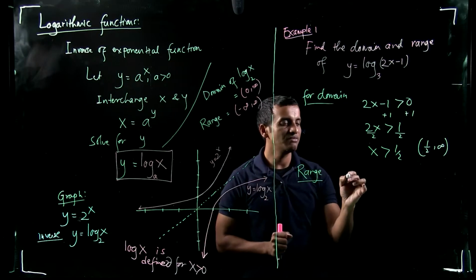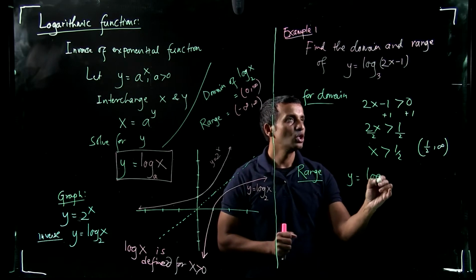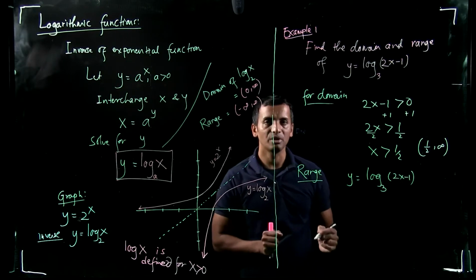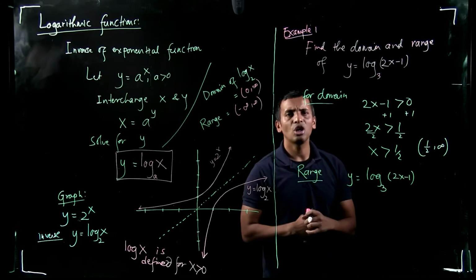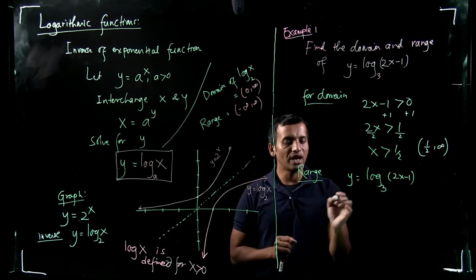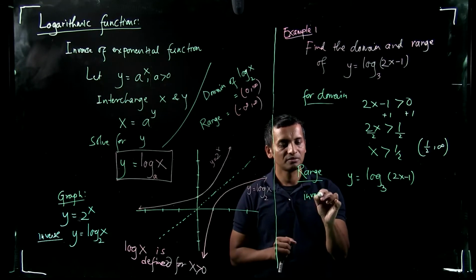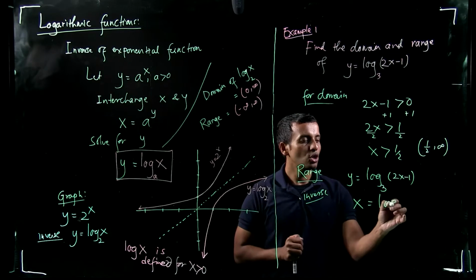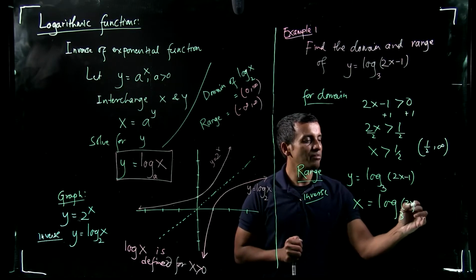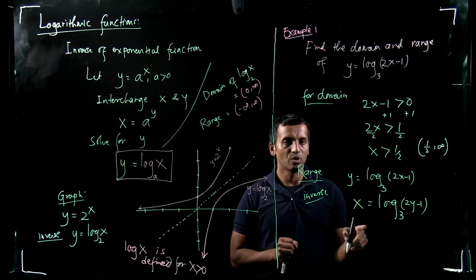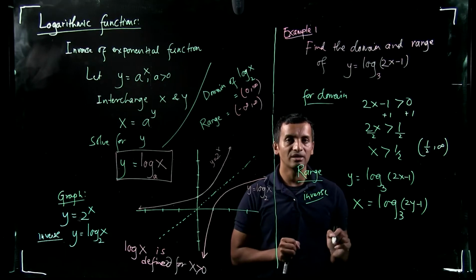To find the inverse, we have y equals log base 3 of 2x minus 1, right? And usually the range of the log function is always negative infinity to infinity. For the range, we find the inverse. To find the inverse, you write x equals log base 3 of 2y minus 1. So interchange x and y. Okay, so x equals that thing.